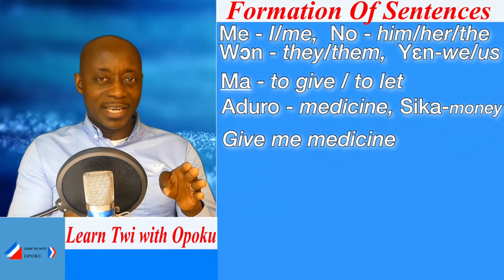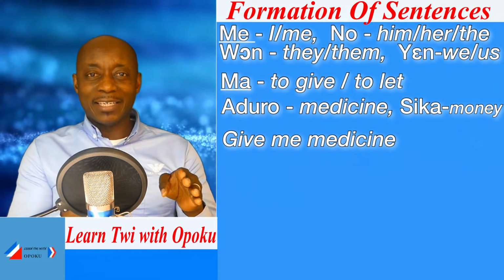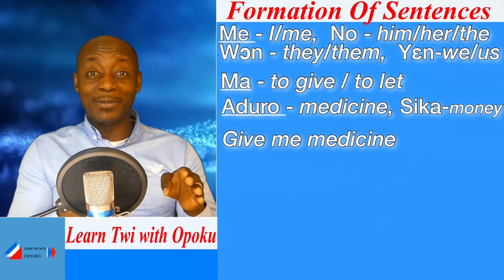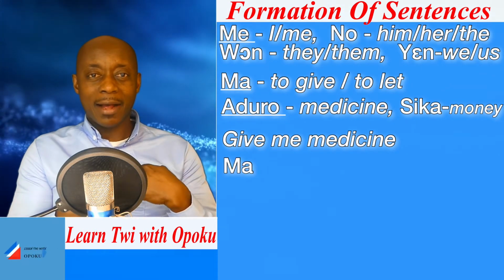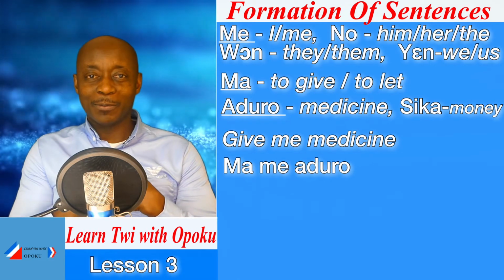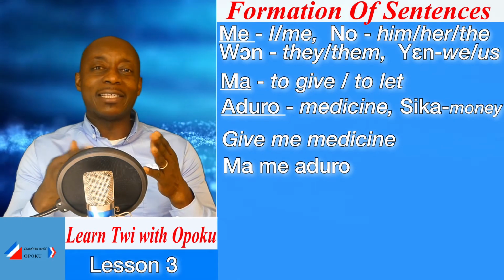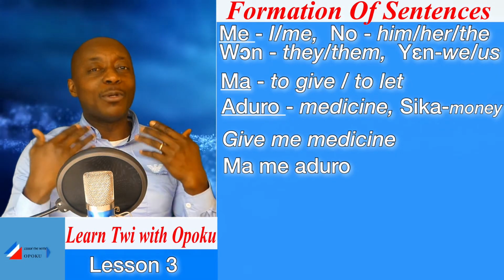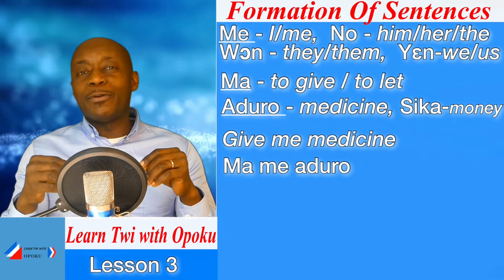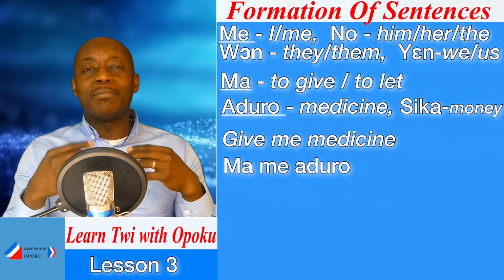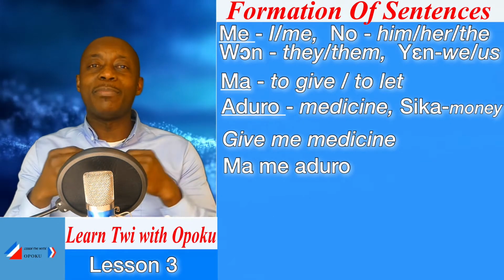Me in Twi is what? Me. And medicine is what? Aduro. So saying give me medicine, we will say ma me aduro. But this is not how you will say it. I'm only saying this in order for you to get the pronunciation very well. We will say mami aduro. Give me medicine. Mami aduro, give me medicine.